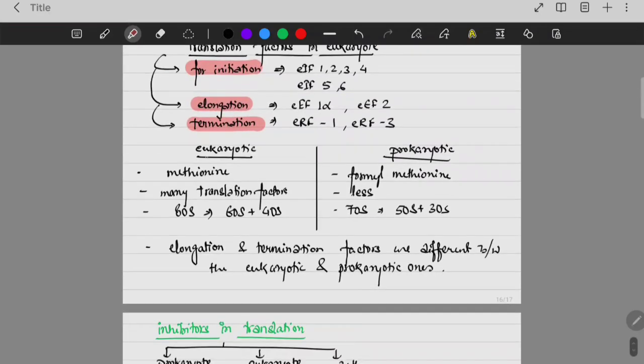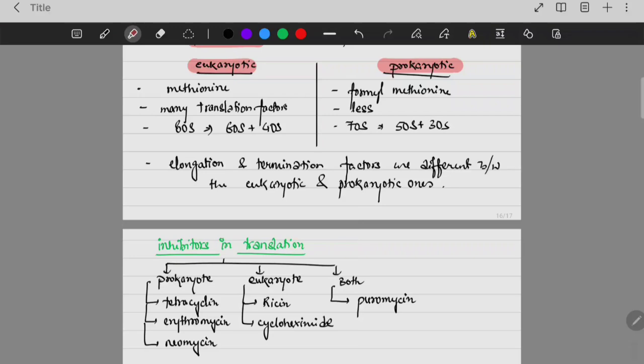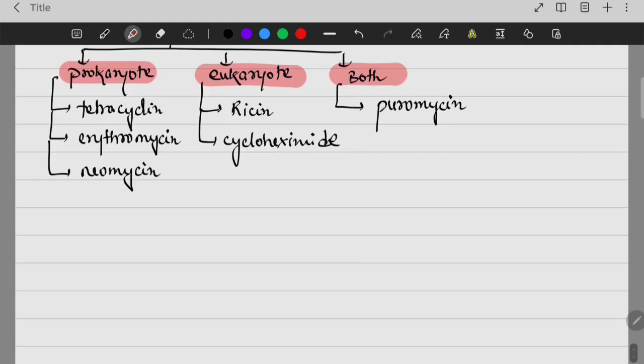Okay. The difference you should remember between the eukaryotic and prokaryotic are the methionine and formyl methionine, many translational factors and fewer translational factors, and you can write the specific translation factors difference between the eukaryotic and prokaryotic as I already gave as an example in this point. And elongation and termination factors are also different between the eukaryotic and prokaryotic. And finally, the inhibitors of translation for prokaryote, the eukaryote, and both are these examples. Okay. Now the post-translational modifications.